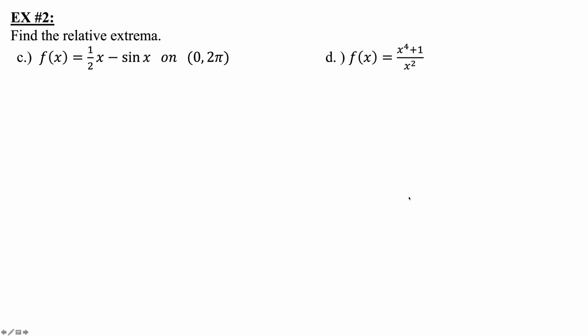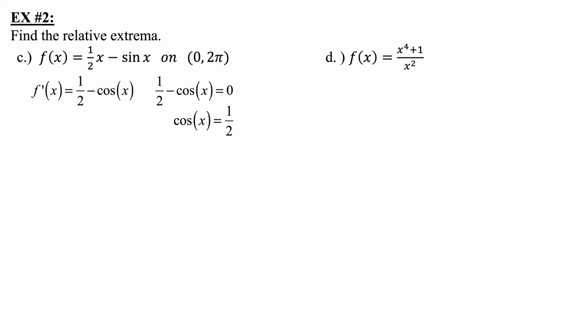Okay, let's try these functions. Oh, these are a little different. Let's see what's going on here. f of x equals 1/2 x minus sine of x on the open interval from 0 to 2 pi, so one revolution around the circle. Here we go. Let's take the derivative. That's going to be 1/2 minus the derivative of sine of x, which is cosine of x. Set that equal to 0. Solve it, so cosine of x equals 1/2.